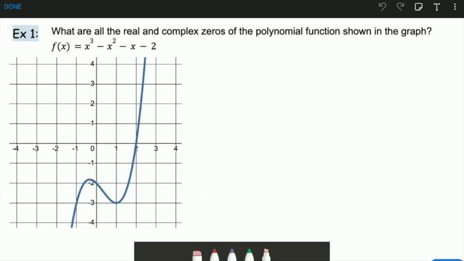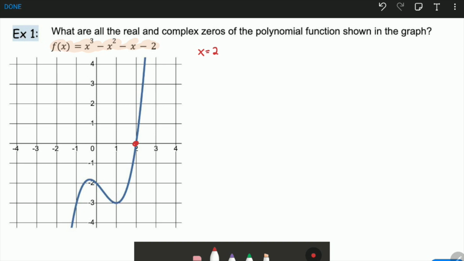Okay, so in example 1 here, we are asked what are the real and complex roots for the polynomial shown in the graph. We have its equation given right here, and then the graph below. So first, the real zeros are easy to find because you can see them on the graph. So we have one real zero that appears to be 2. So x equals 2 is a real zero.